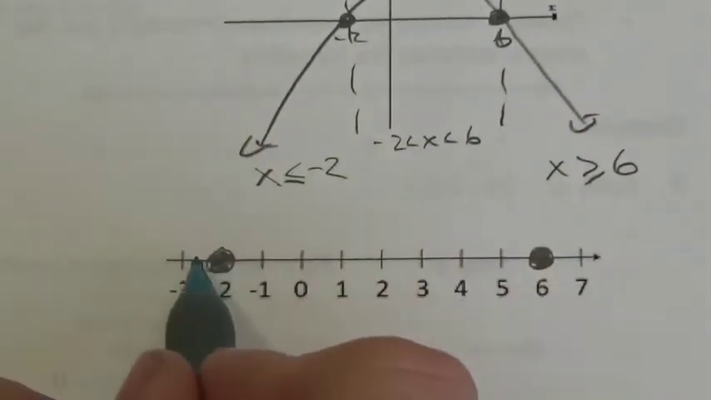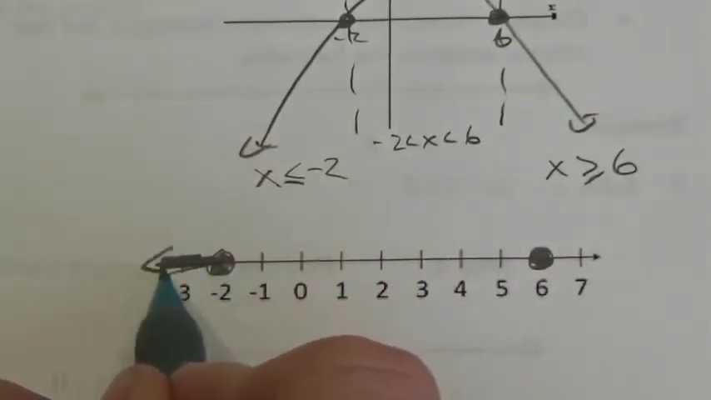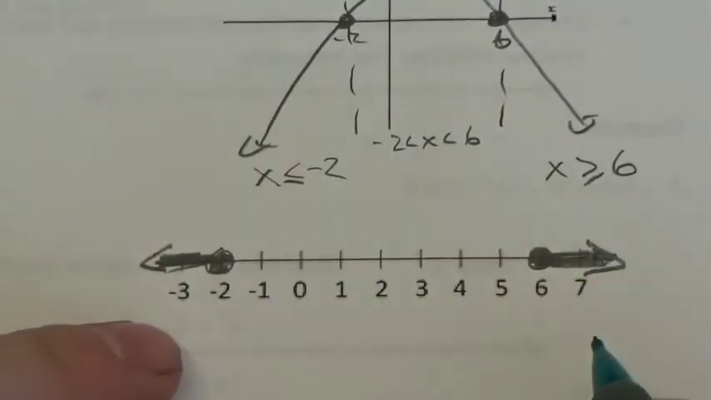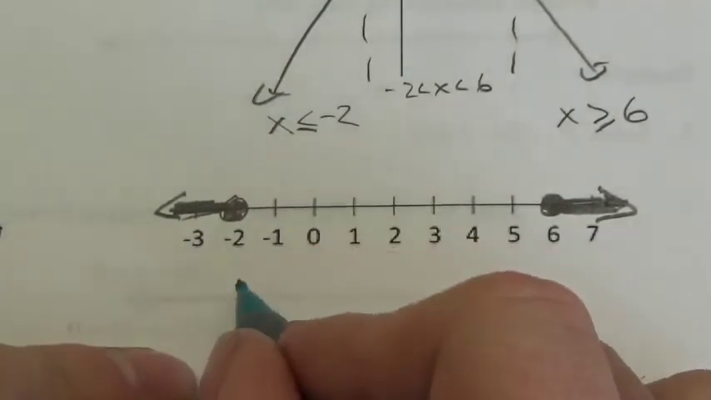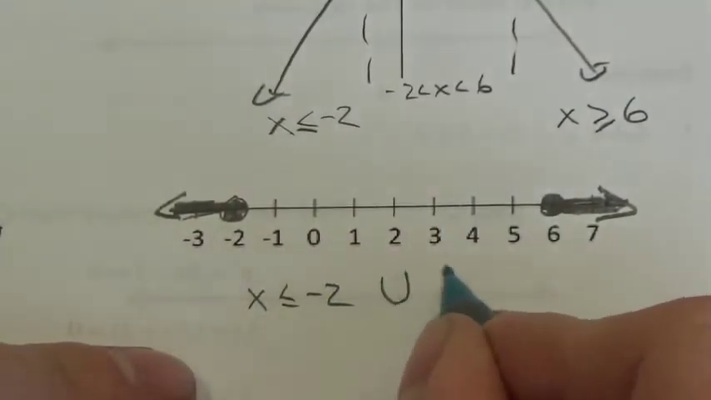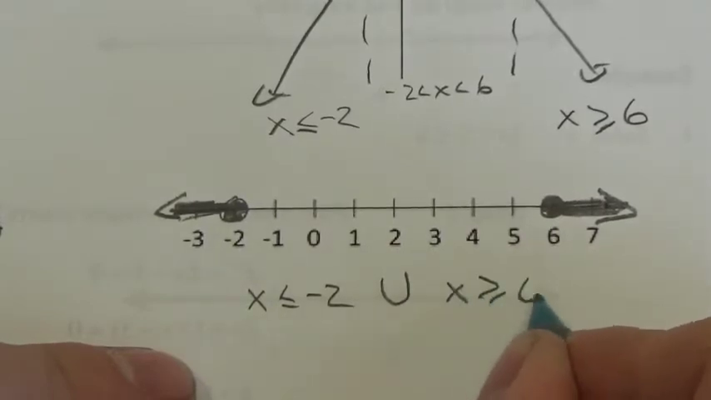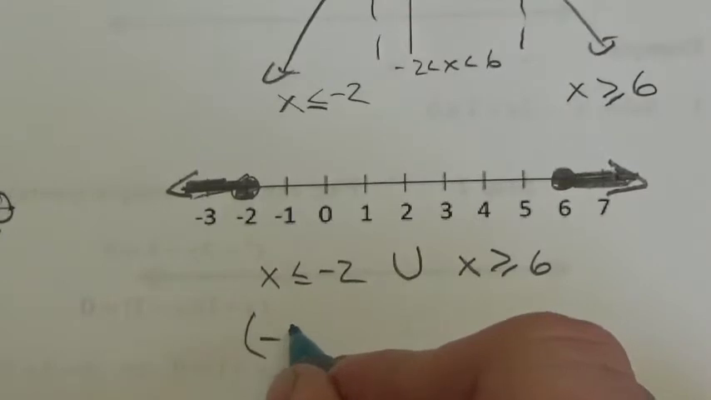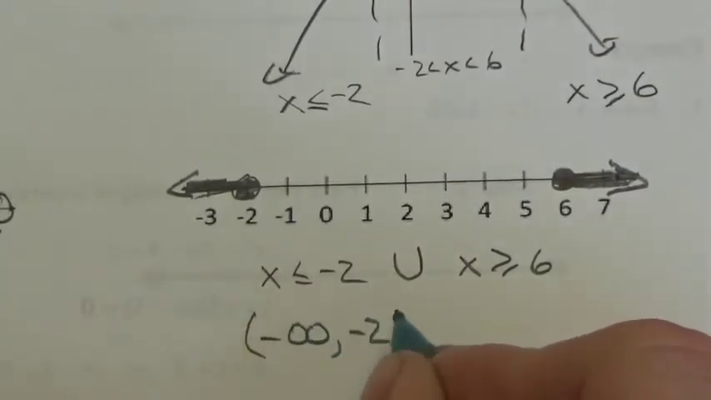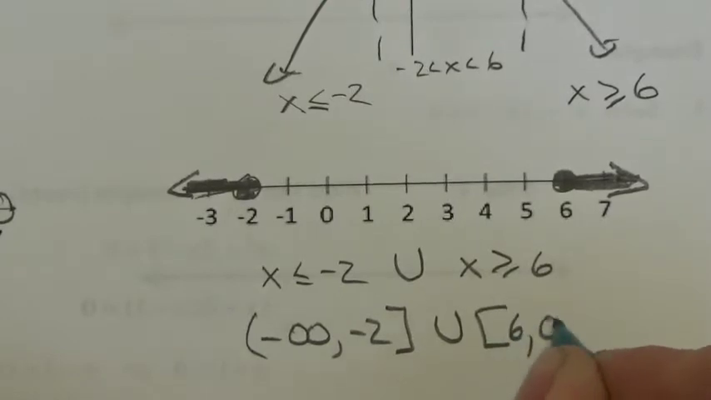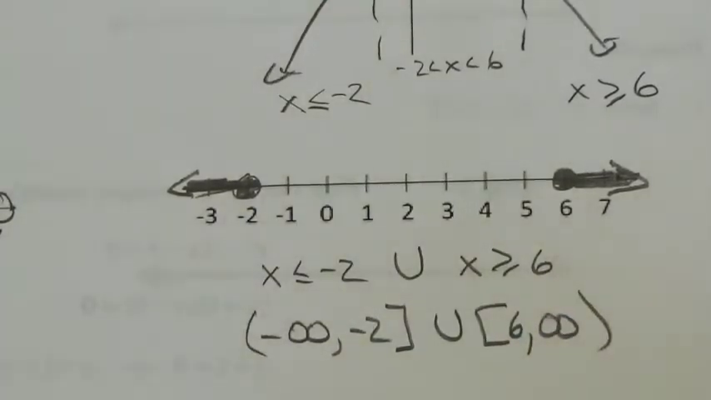So for my answer, I will shade outside the x-intercepts, okay? And then when I write my answer in set builder notation, it would be x is less than or equal to negative 2, union x is greater than or equal to 6. And I could also write that in interval notation, negative infinity up to negative 2, square bracket, 6 out to infinity, and again, square bracket on the 6 there.